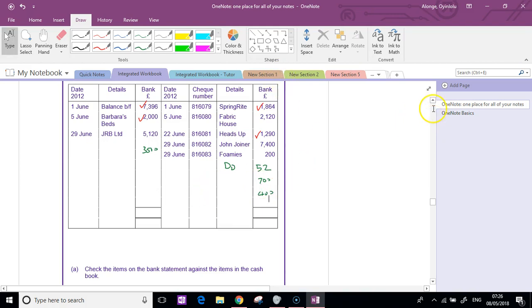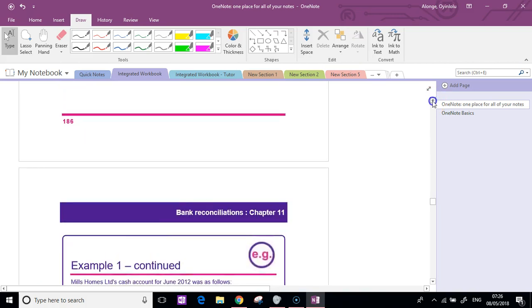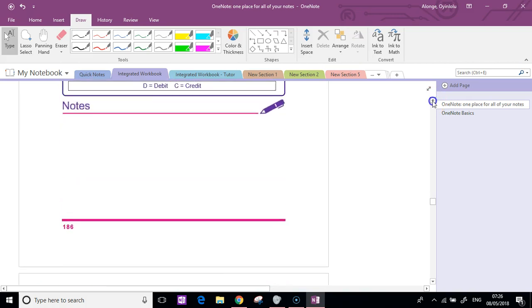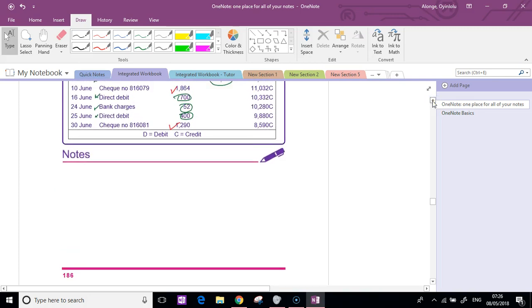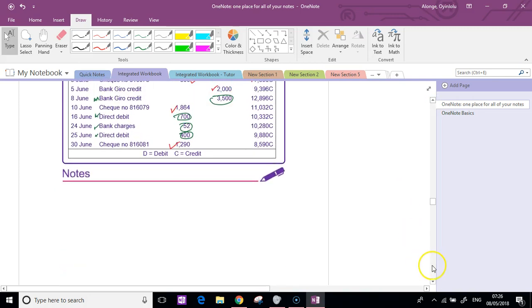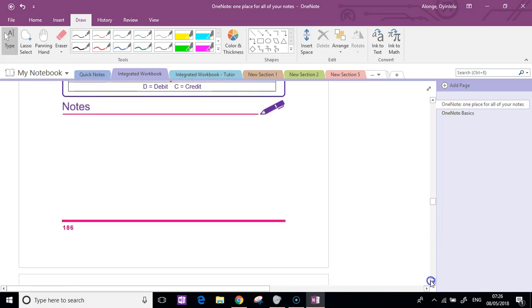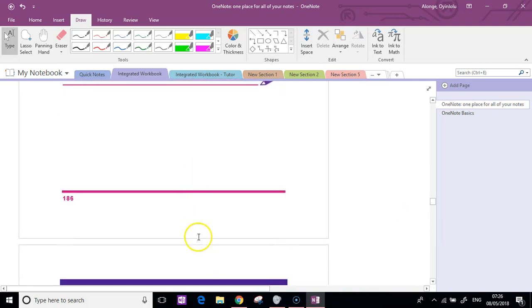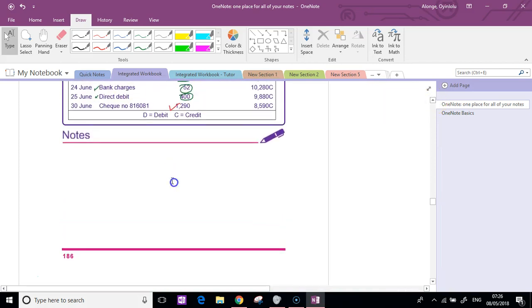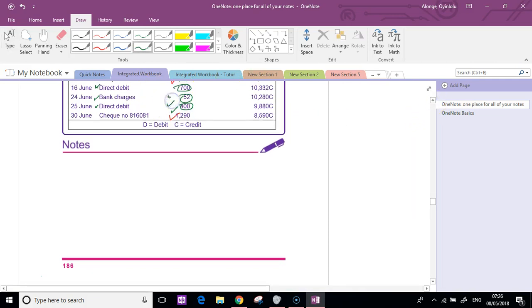3,500. Yes, let's just confirm that. Yes, 752 and 400. Great. So I've updated my cash book and now I can tick those. Ticked, ticked, ticked.